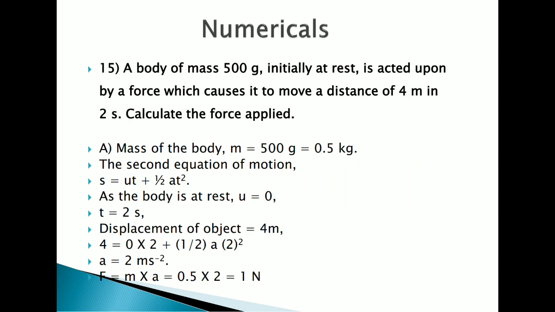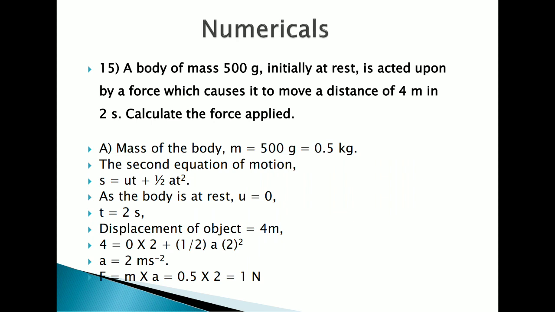Next one. A body of mass 500 gram initially at rest is acted upon by a force which causes it to move a distance of 4 meter in 2 seconds. Calculate the force applied. F we have to find out. Mass is given as 500 gram, so we will convert it and get 0.5 kg. We will now use the second equation of motion, because we have to find the acceleration.